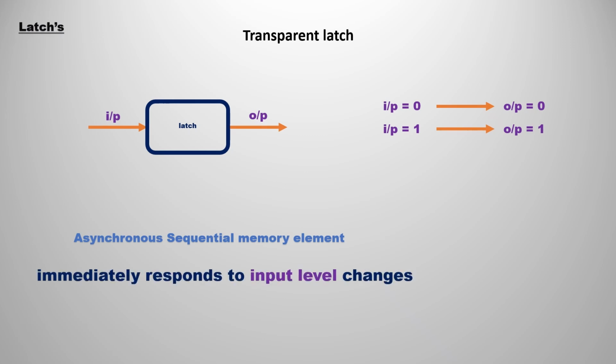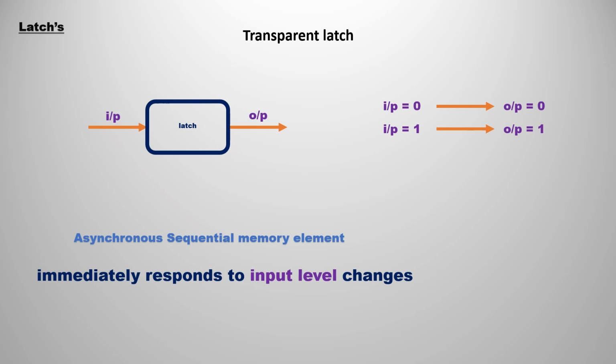Let's start with the latches. A latch is nothing but a memory element. Whatever we send, it stores, and it again reflects in the output. If input is 0, that reflects in the output as it is, because it is a memory, so output would also be 0. If input is 1, output would be 1. That is the main thing of memory, we know already. As this responds immediately, it can also be classified as an asynchronous sequential memory element, which means it immediately responds to the input level changes. That is known as a transparent latch.